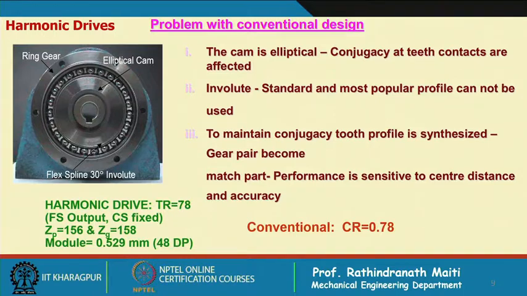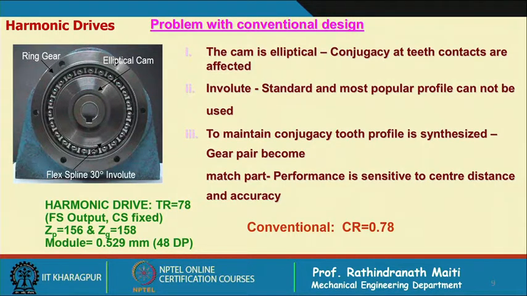Involute, the standard and most popular profile, cannot be used, although for very slow motion involute teeth are used. To maintain conjugacy the tooth profile is synthesized, and the gear pair becomes a matched pair. Performance is sensitive to center distance and accuracy.